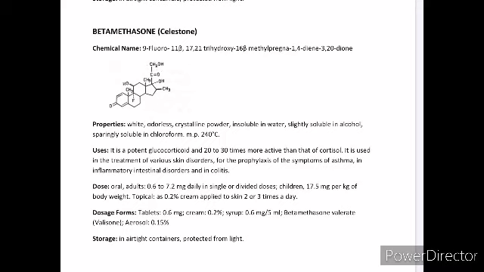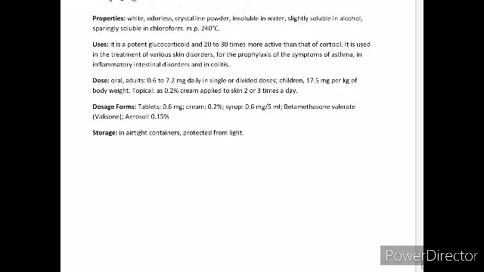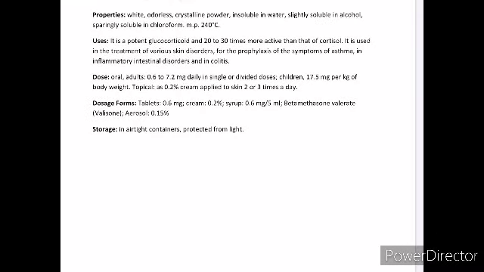The dosage: oral for adults 0.6 to 7.2 milligrams daily in single or divided doses, and for children 17.5 micrograms per kg of body weight, topically 0.2% cream. Dosage forms: tablets, cream, syrup, and betamethasone valerate aerosol. Storage in airtight containers protected from light.